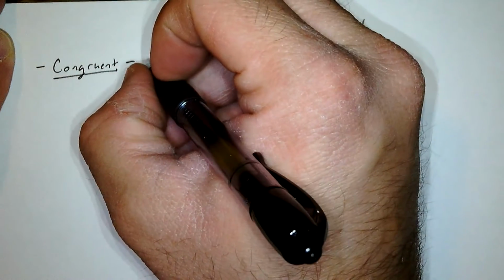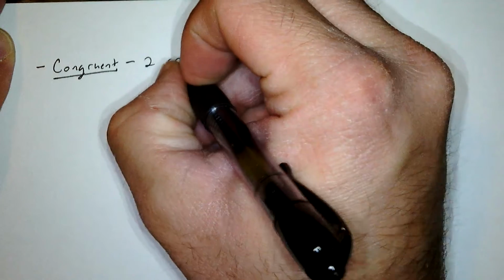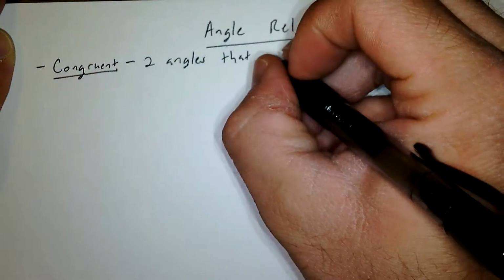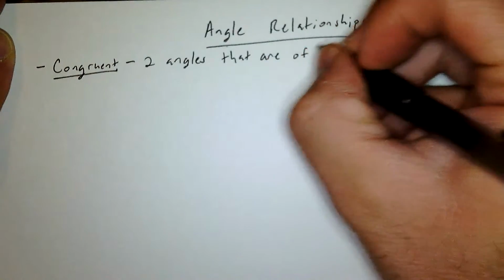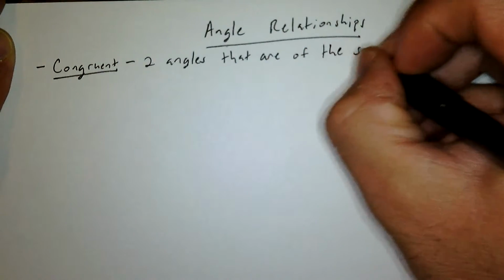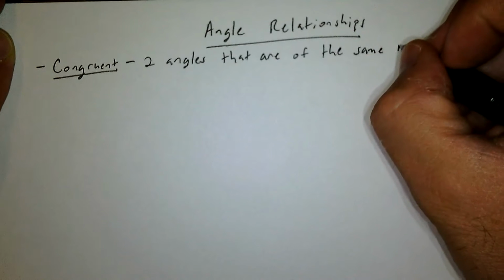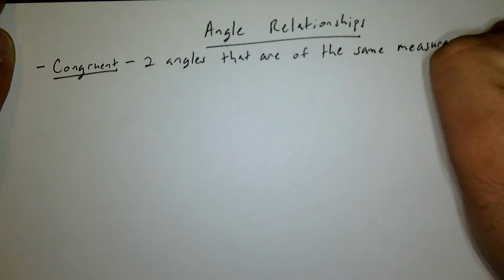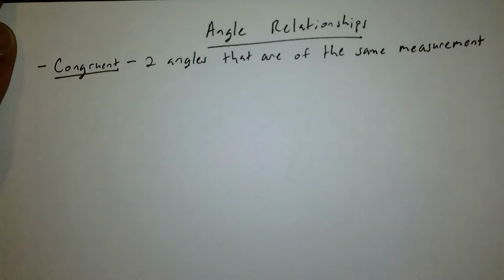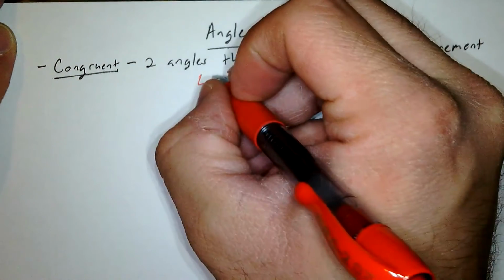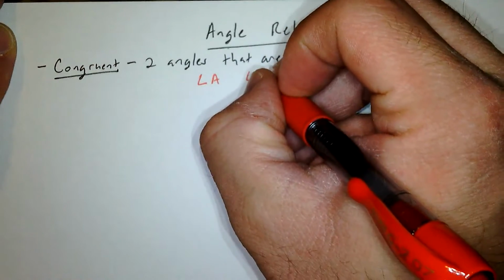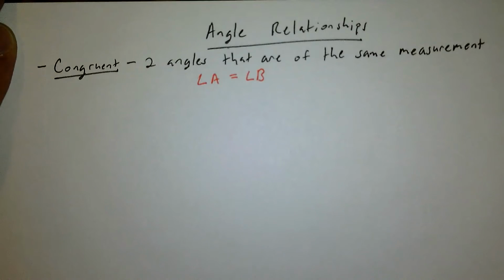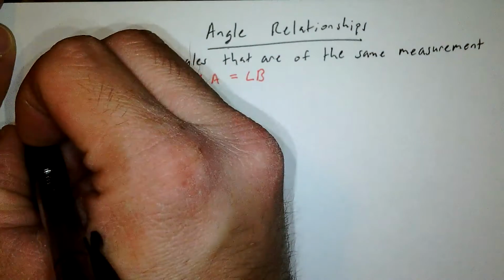Congruent angles are two angles that are of the same measurement, meaning they're equal. So for example, if I had angle A and angle B, angle A and angle B would be equal. So if they were congruent angles, they would be equal to each other.